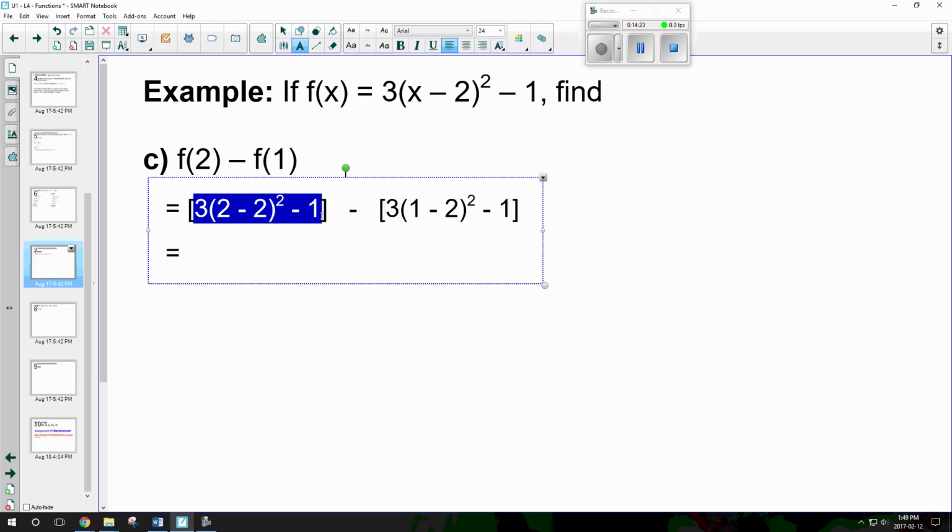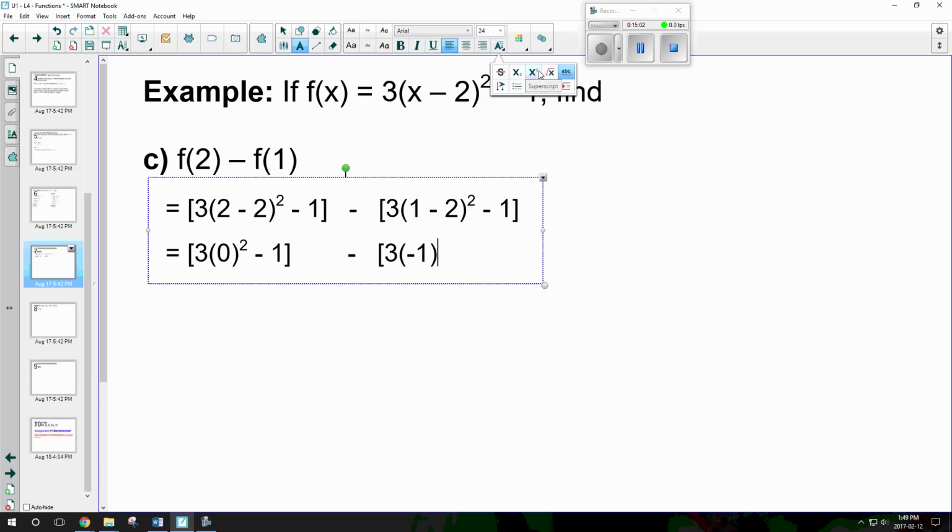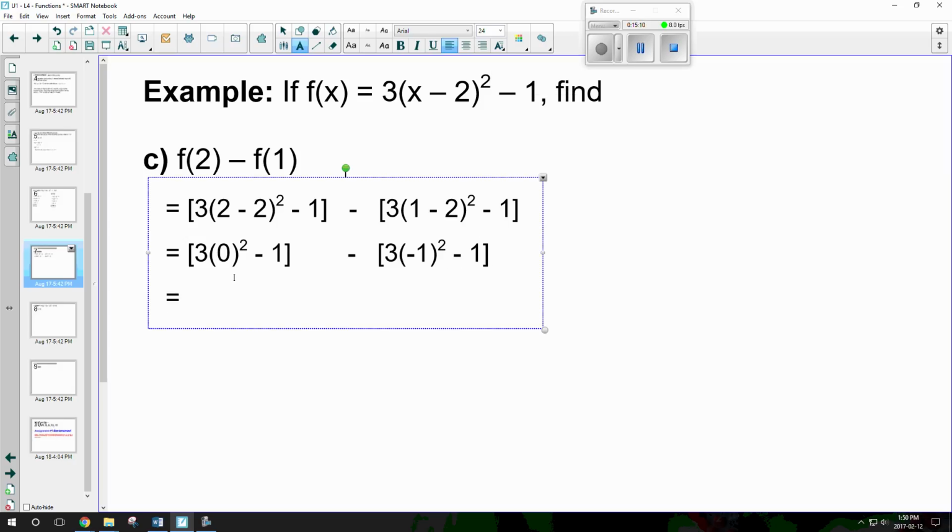Again, do whatever you are most comfortable with. So let's figure out what the value is inside of these square brackets. We have 2 minus 2, that's 0. In our second set of brackets, we're going to do the 1 minus 2 inside the round bracket, so that is negative 1. Our next step is to do our exponents. 0 squared is still 0, and negative 1 squared is a positive 1.